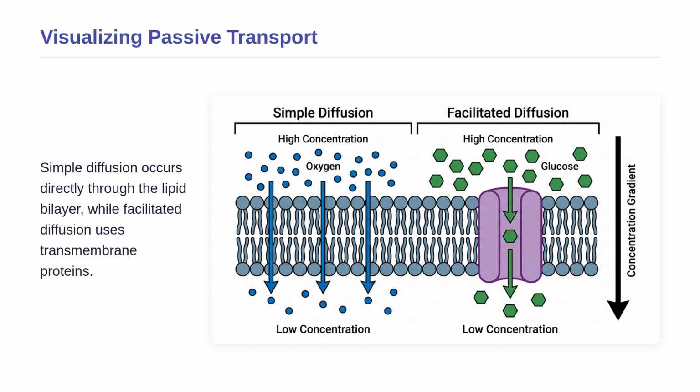On the left, you can see simple diffusion. Small blue oxygen molecules are slipping right between the lipids. On the right, we see facilitated diffusion. Here, larger green glucose molecules cannot pass through the lipids directly. Instead, they are traveling through that large purple structure, which is a transmembrane protein acting as a dedicated channel. The large downward arrow reminds us that both processes are driven by the natural concentration gradient.